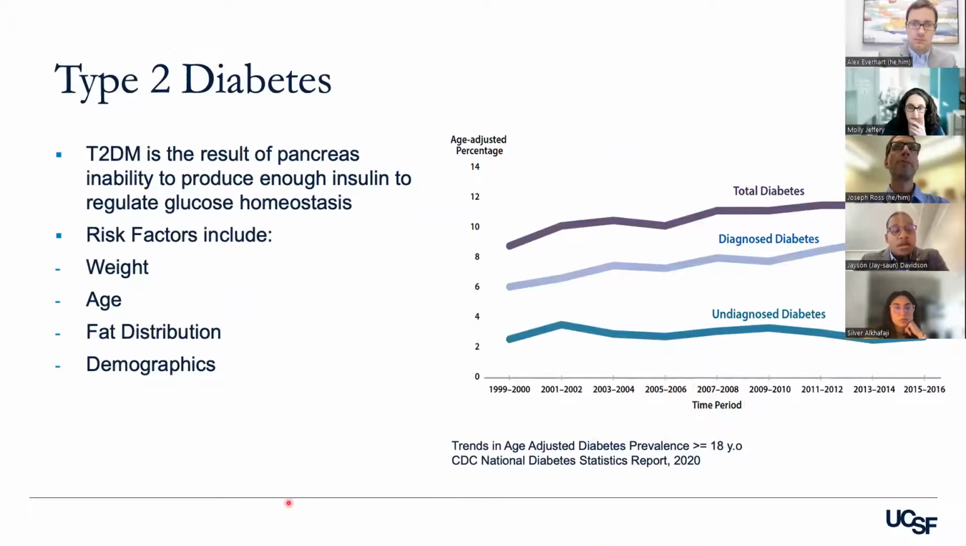The disease model in which we're studying social determinants of health is type 2 diabetes, which is the result of the pancreas' inability to produce enough insulin to regulate glucose homeostasis, where risk factors include weight, age, fat distribution, and demographics. From year to year, the prevalence of type 2 diabetes continues to increase, as do comorbidities that are consequences of type 2 diabetes. And by the year 2040, we're expecting 642 million patients to be diagnosed with diabetes.